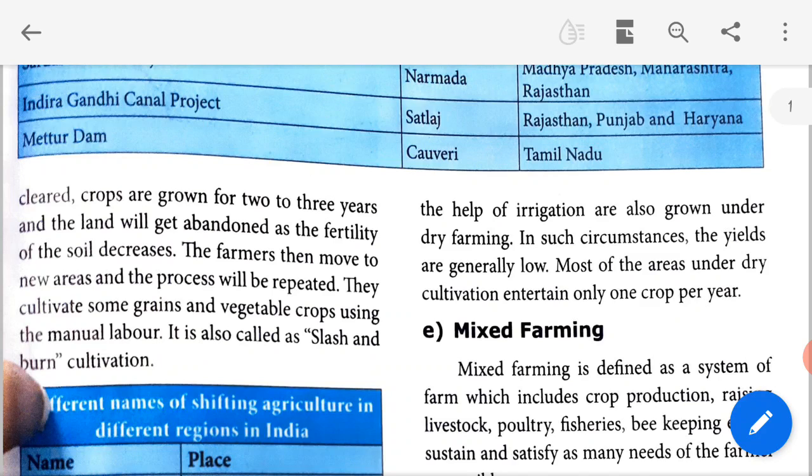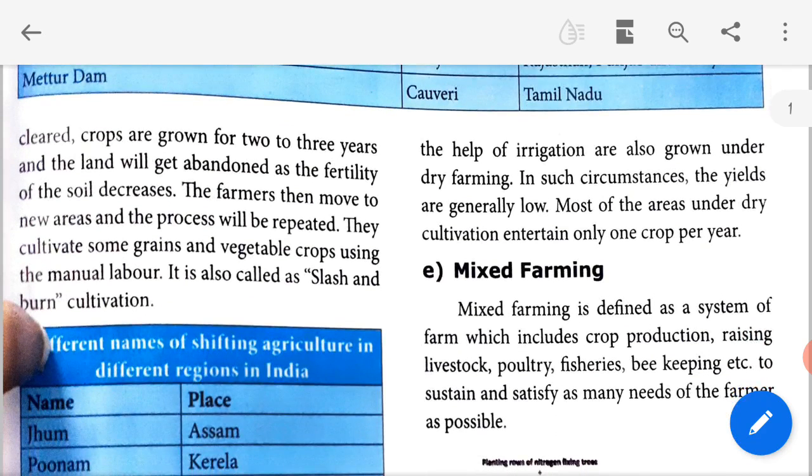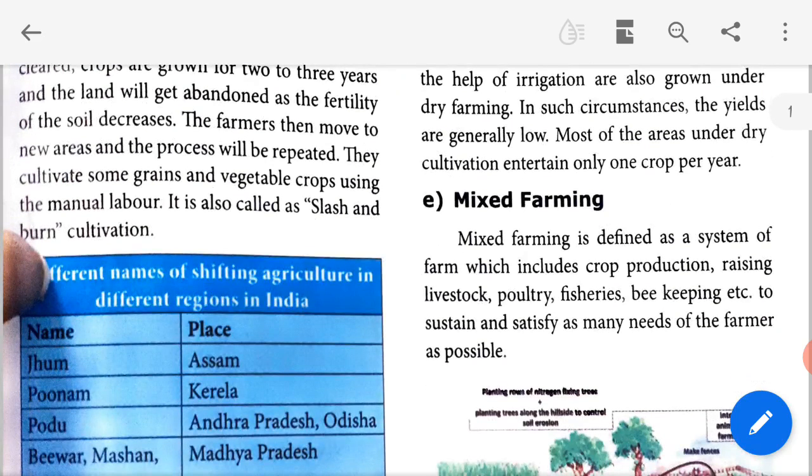So what will happen when the place is dry? Irrigation will become less and thus the produce that you get will also be less. Most of the areas under dry cultivation entertain only one crop per year. So they will only cultivate one crop for a year.